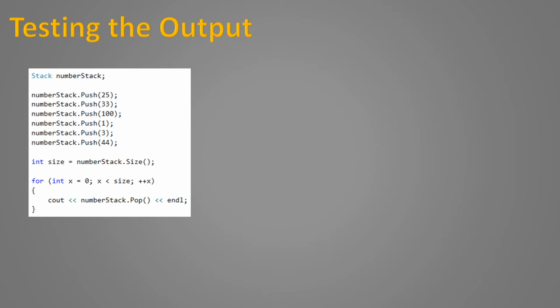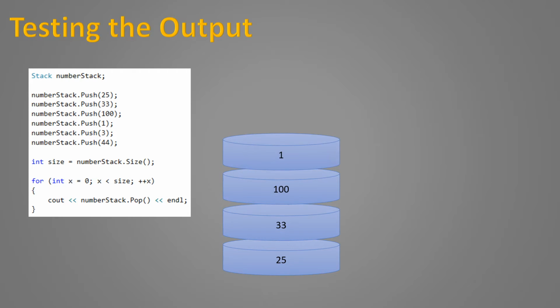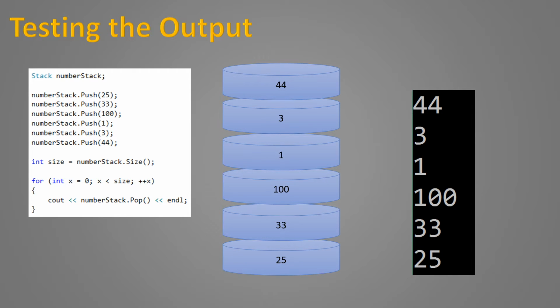Now let's test the output. Here in this code I've added 6 numbers, so 25, 33, 100, 1, 3, and 44. I then output all of the numbers by popping them off the stack one at a time. And it does go to show that it works. The last data item I added to the stack is actually the first one I took out. And that's why the stack is also called a last in first out structure. The last item in is the first item you pop off.